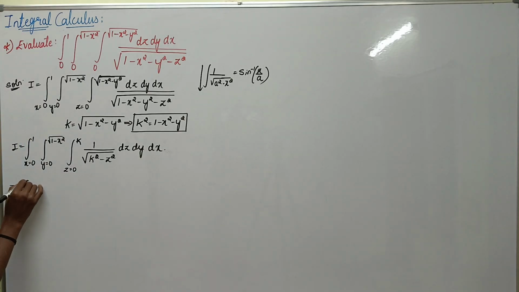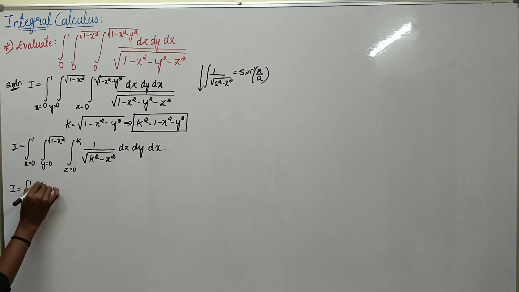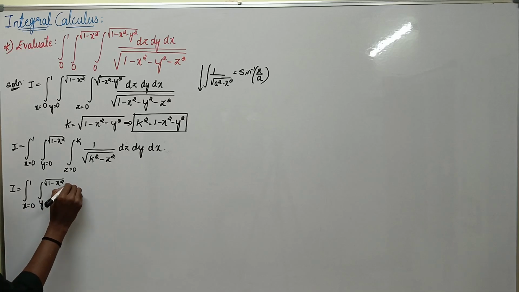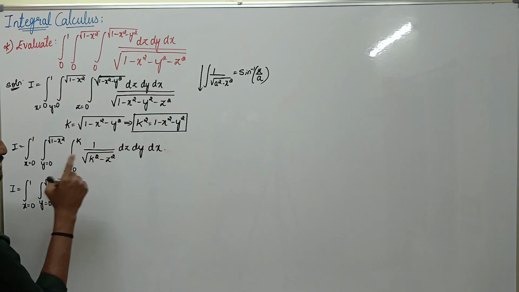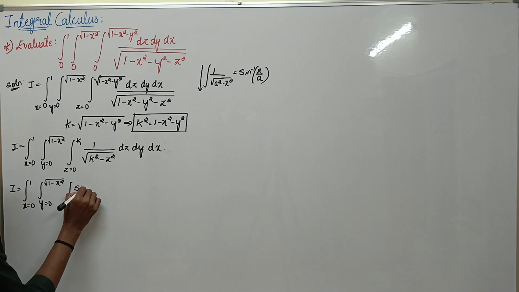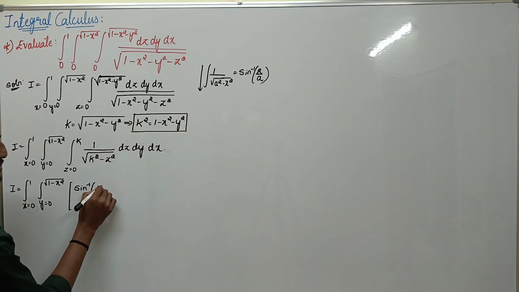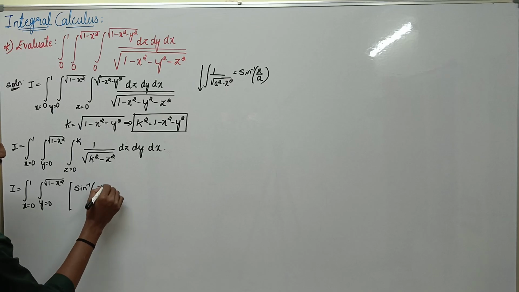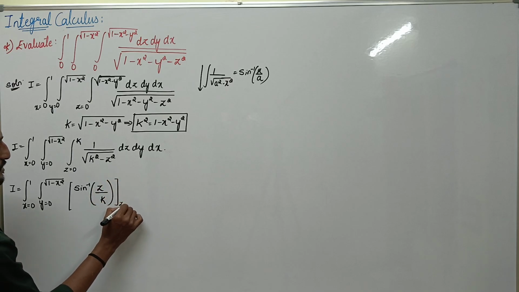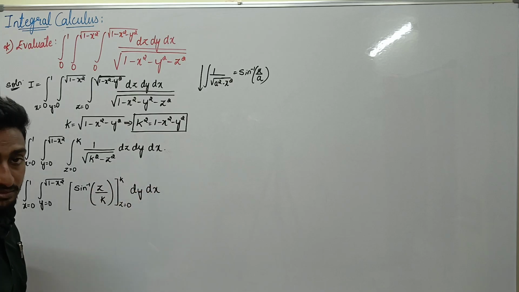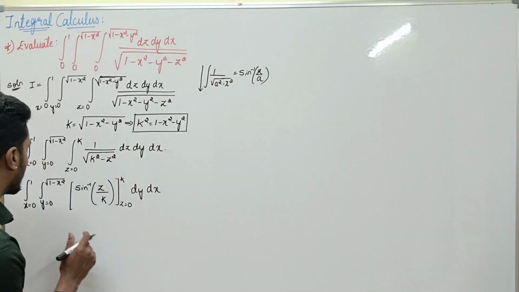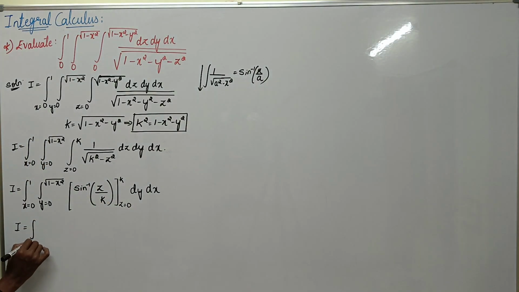Yes. I, which is equal to x varies from 0 to 1, y varies from 0 to root 1 minus x square into, now what we have represented, 1 by root a square minus x square. Instead of a we have k, instead of x we have z. So what we are going to do? Sine inverse of, instead of x we have z, by instead of a we have k. The limit varies from z varies from 0 to k, dy dx. Done. Now upper limit minus lower limit. When you have a trigonometric function, apply both upper limit and lower limit.